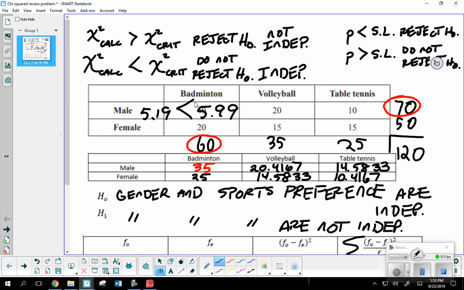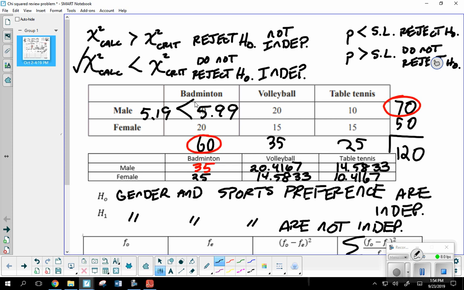What is this test telling me about gender and choice of sport? The calculated is less than the critical. So remember, we don't say we accept or we do not accept, because at a different significance level, your answer could change. So we say we reject the null hypothesis or we do not reject the null hypothesis. In this case here, we would not reject the null hypothesis. That tells me they're independent. If your calculated value is less than the critical value, according to this, there is no relationship between if you're male or female and the choice of sport you're going to have.